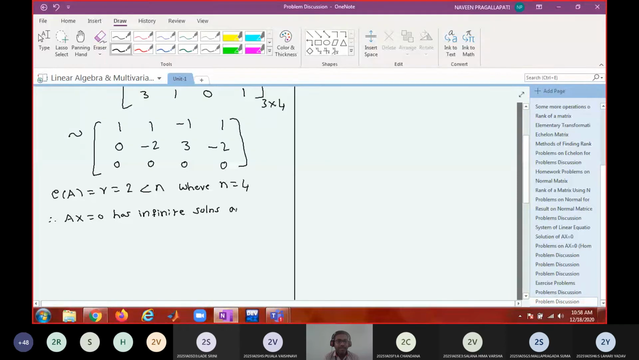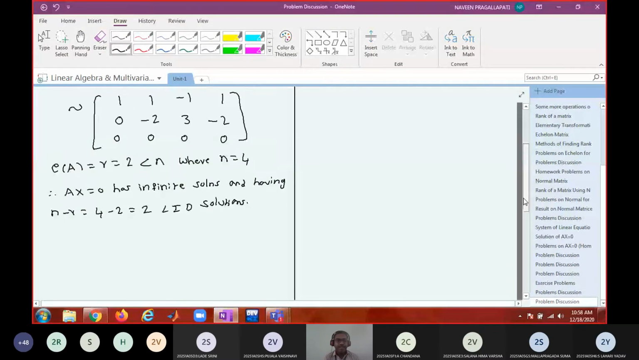And it has N minus R, which is 4 minus 2, equals 2 linearly independent solutions. Therefore, how many free variables will be there? 2 free variables. Therefore, what is the equivalent system now?